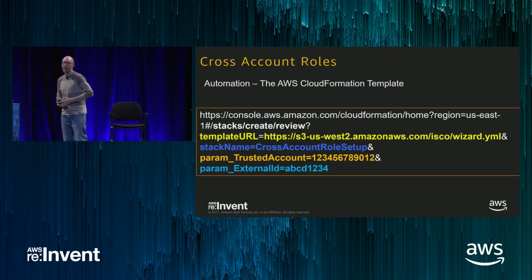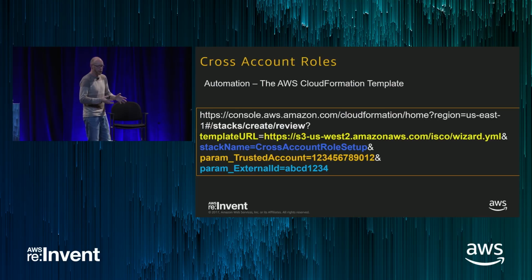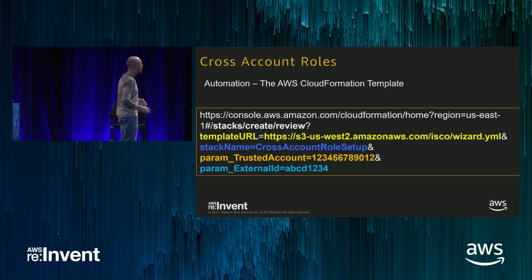I've given it a stack name. The customer can change that if they want to. And then I've passed in 2 parameters, the account number that I want them to trust, and that external ID that I generated earlier on. This entire URL will allow the customer to click one button to launch that stack, and it will create all the necessary information needed for that cross-account role.